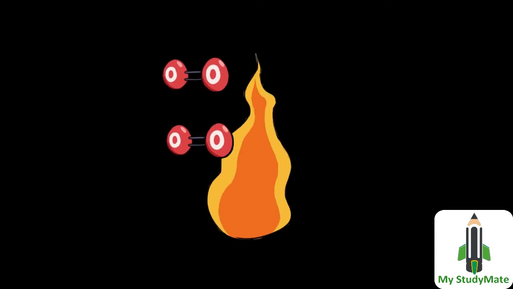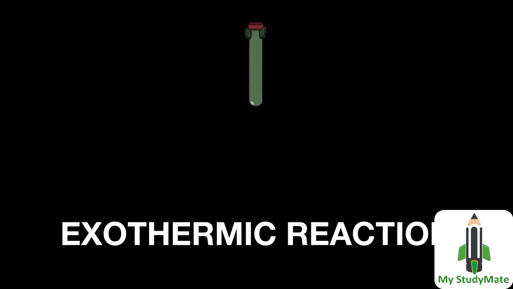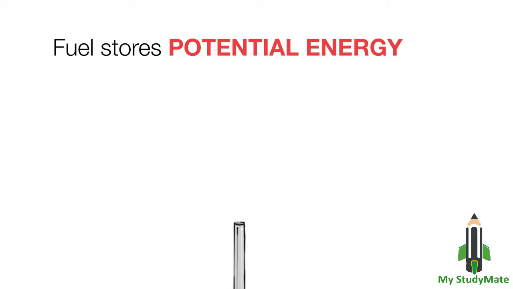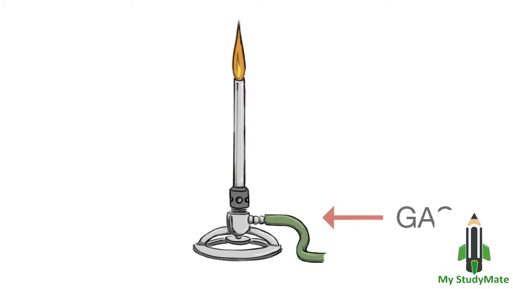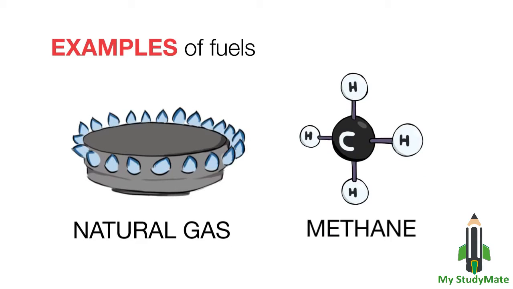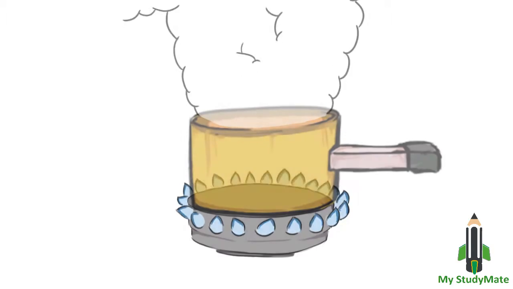Combustion is burning, usually in air, which is all around us, or in oxygen. It is an exothermic reaction, which means it gives out heat. A fuel stores potential energy that can be released as heat when we burn the fuel. For example, a fuel is natural gas, or methane. This is the fuel we burn to heat up our food.